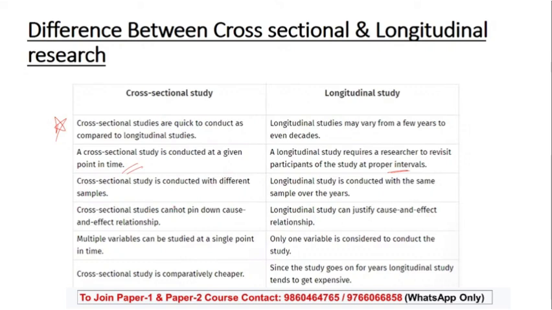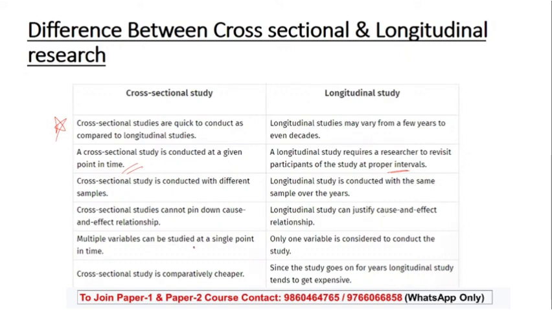Cross-sectional is conducted with different samples, whereas longitudinal is conducted with the same samples over the years, as I said, example also I gave you. Now, cross-sectional studies cannot pin down cause and effect relationship, which can be done under longitudinal. So longitudinal can give us the difference between the cause and effect relationship.